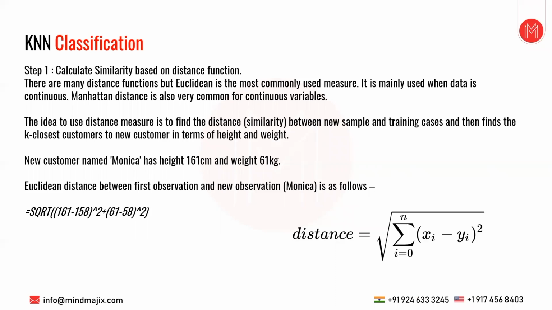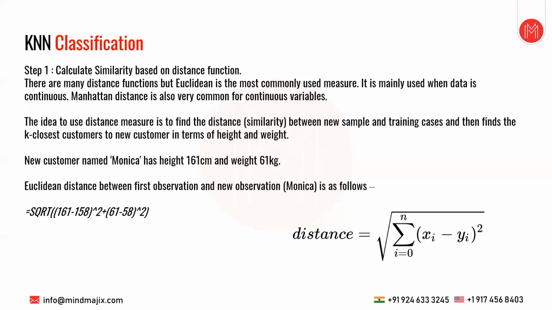And Monica's observation was 161 and 61 kg. So 161 minus 158, because the new observation is 161 and the first observation was 158, so we have to take the power of that one, plus we have to take 61 minus 58. 61 is coming from the new observation, and 58 comes from the first observation. So that's how we are finding this Euclidean distance.